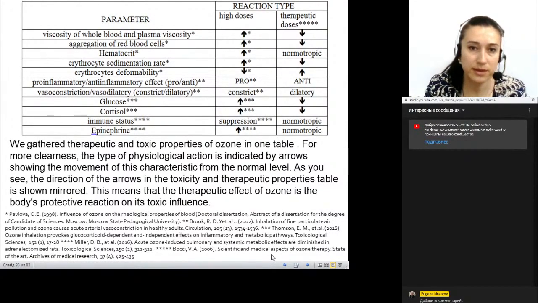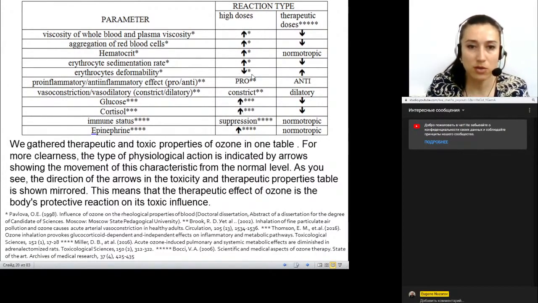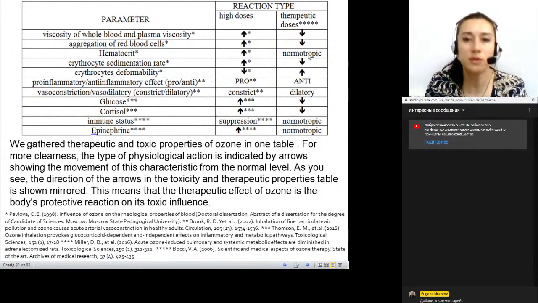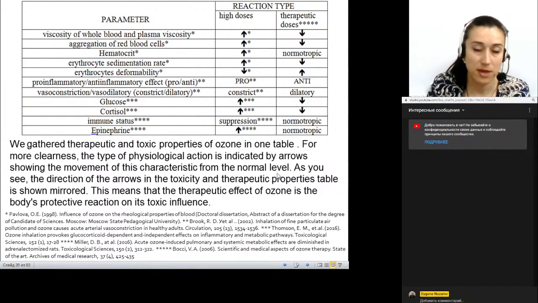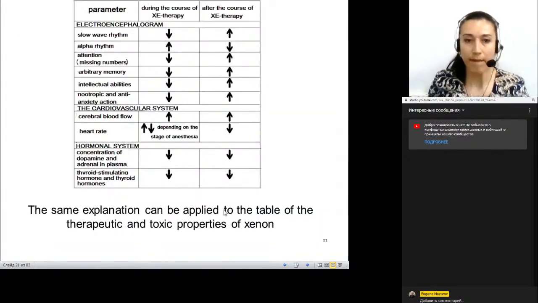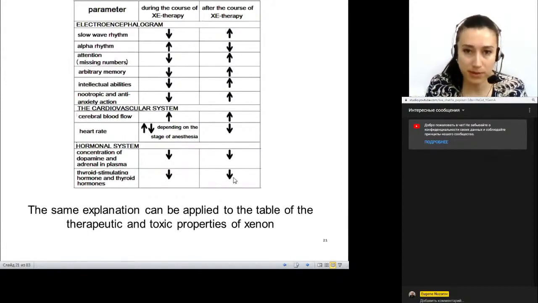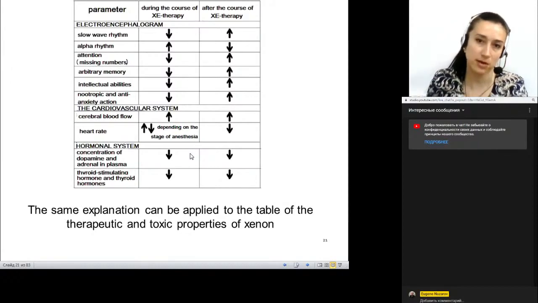So we gathered the therapeutic and toxic properties of ozone in the table. For more clarity, the type of physiological action is indicated by arrows showing the movement of these characteristics from the normal level. As you can see, the direction of the arrows in the toxicity and therapeutic properties table is shown mirrored. That means that the therapeutic effect of ozone is the body's protective reaction to its toxic influence. The same explanation can be applied to the table of the therapeutic and toxic properties of xenon. Before, we showed you the ozone influence, and this table is the xenon influence.